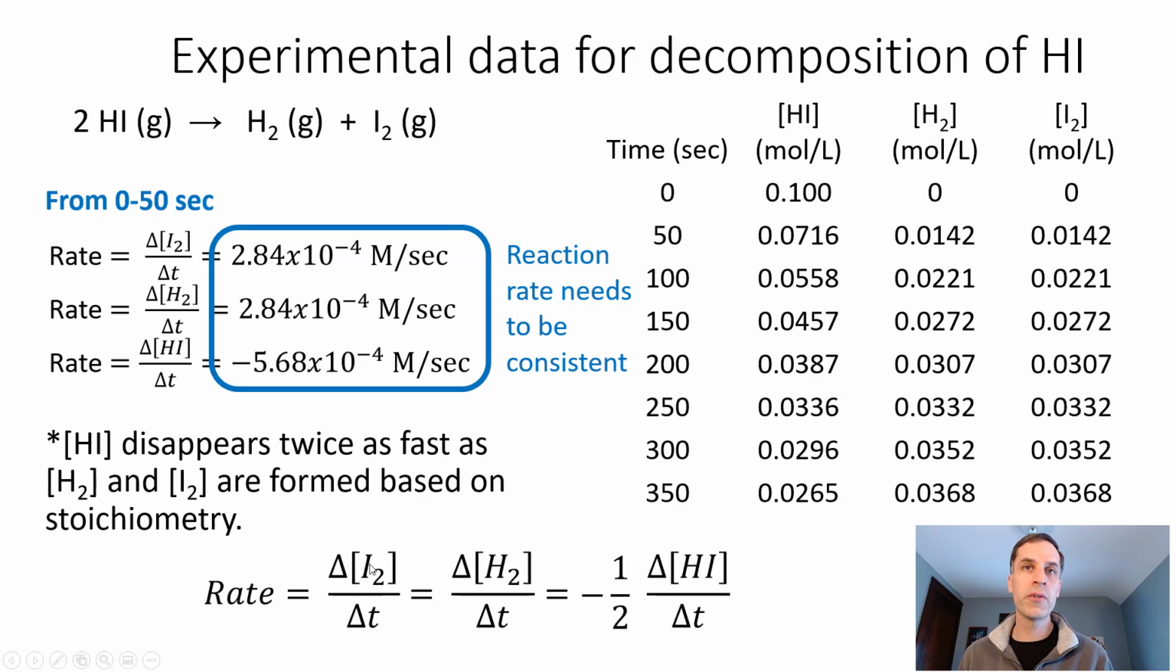So we're going to say the rate is going to be equal to the change in concentration of I2 divided by change in time, or it could be the change of concentration of H2 divided by the change in time, or negative 1/2 the change in concentration of HI divided by time. And part of the reason that we want to use that 1/2 is because we've got 2 here, right? So that number is numerically twice as large as the other ones.